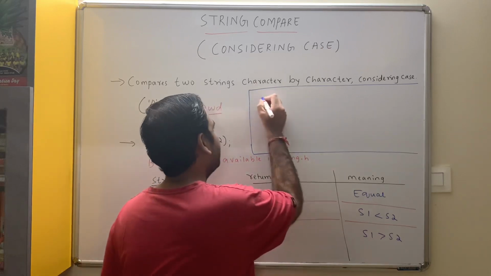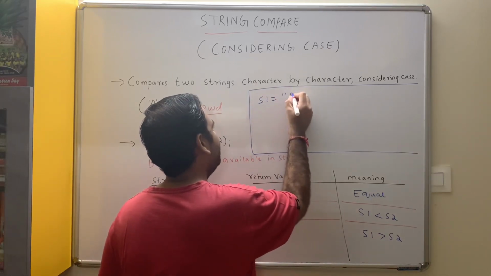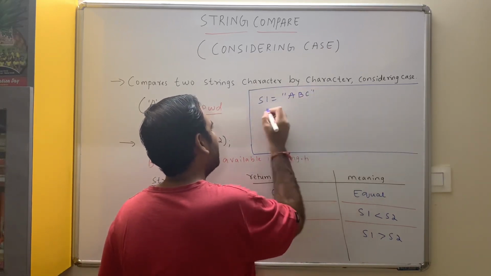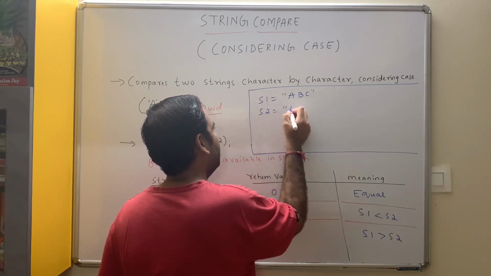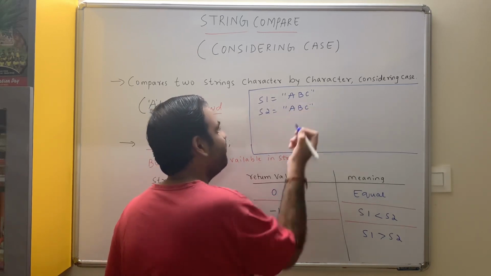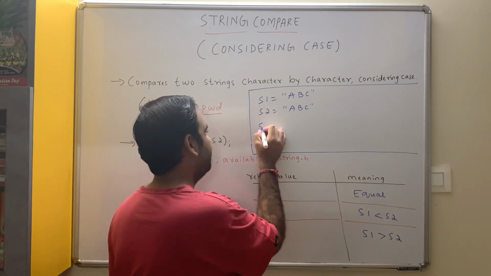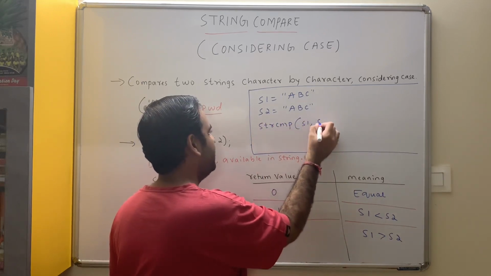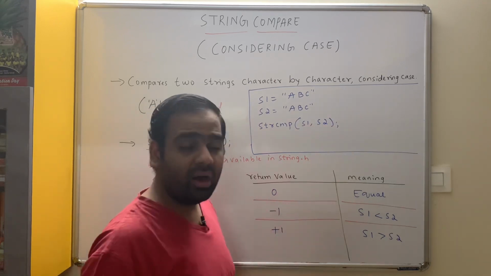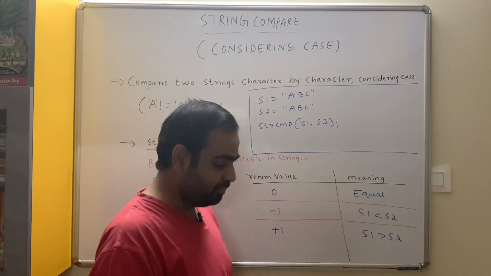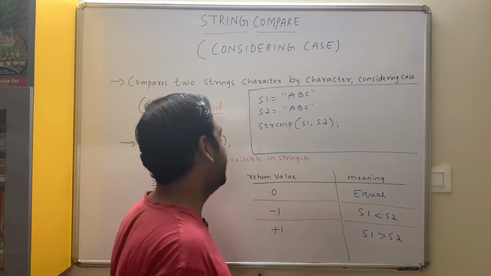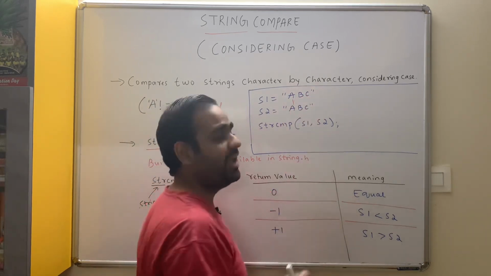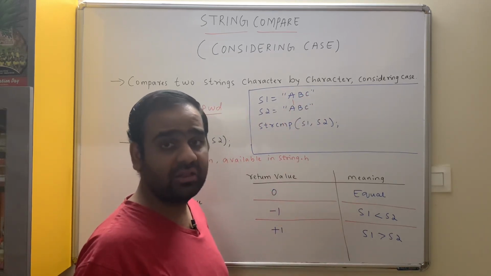Now say for example the value of s1 is abc and s2 is also abc. Now if I write a function called strcmp with two parameters s1 and s2, what will this string compare function do? It will match character by character. First it will check, is a equal to a? Yes. Now still the string has not ended.